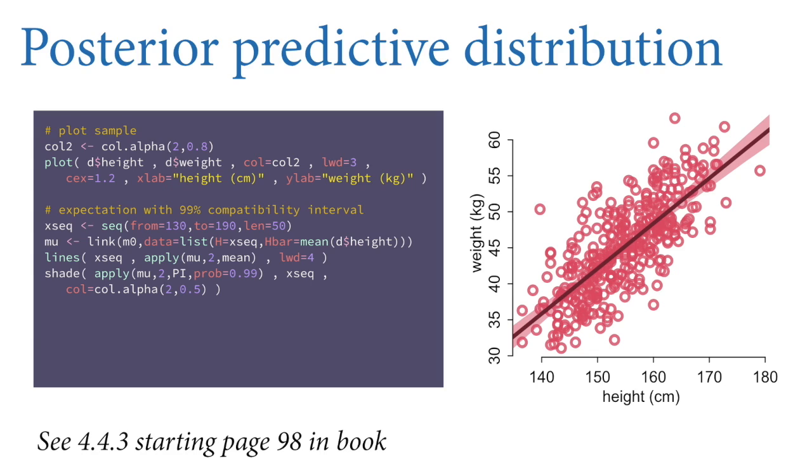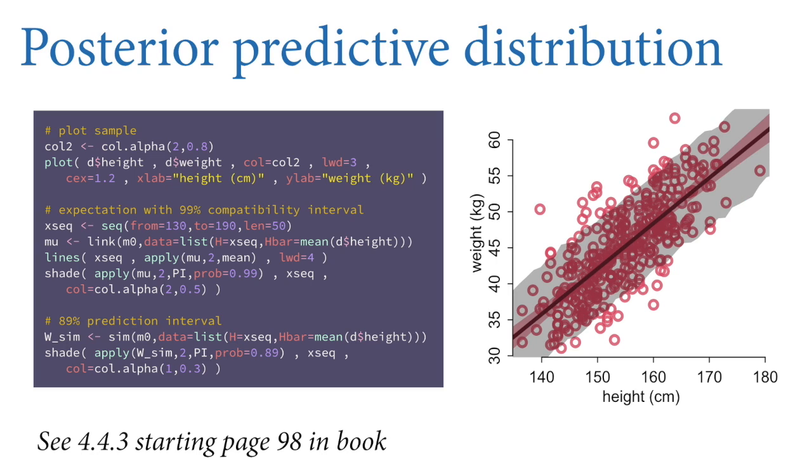And then the shading, which is the pink shading. Similarly, we're computing a percentile interval, which is something you learned in chapter 3, and that's what the PI function is. And this is a 99% percentile interval. So that pink region is really almost all of the posterior distribution of lines, concentrated in that narrow region.